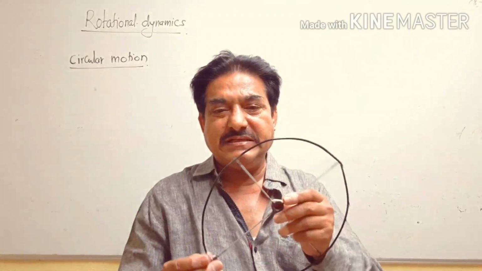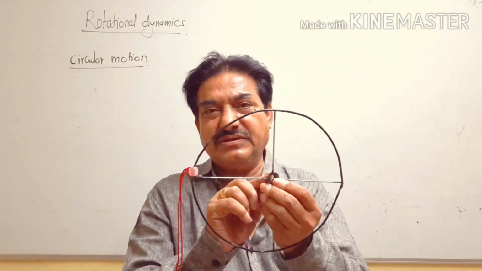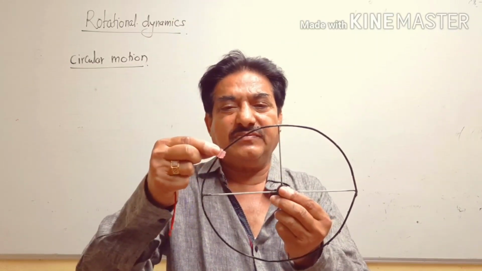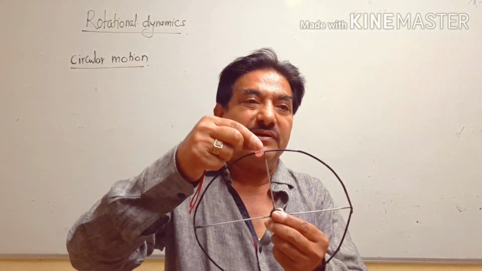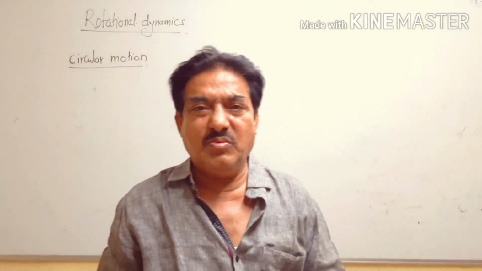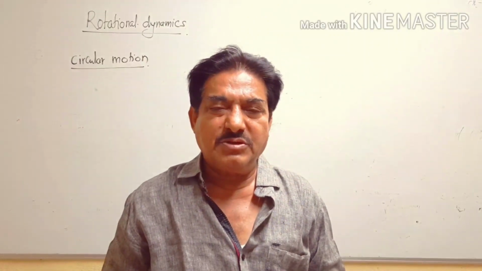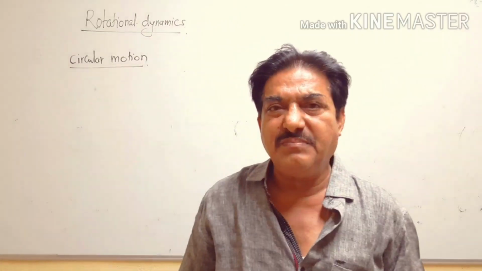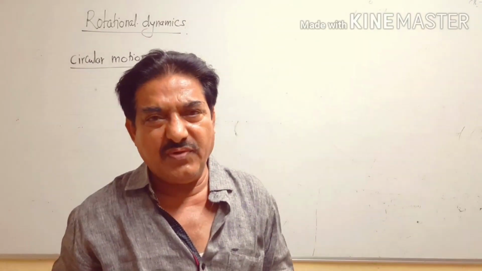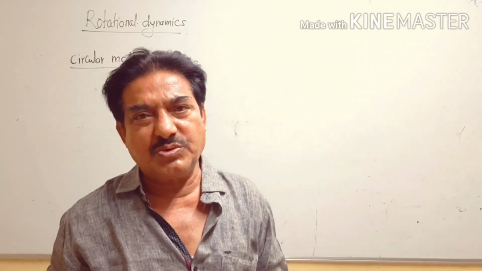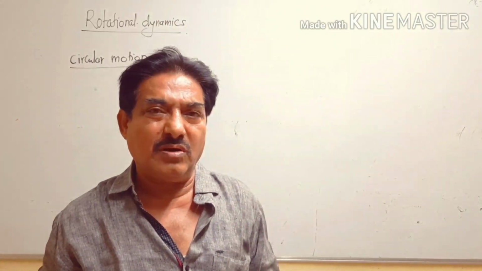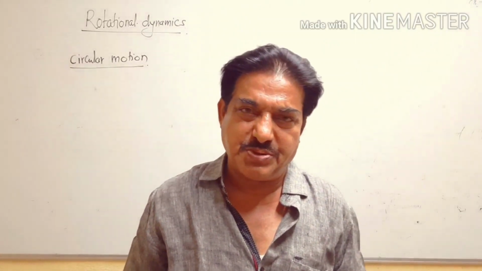See, this is a circle, this is the center of the circle, and this is the particle. As this particle moves along the circumference of the circle, the motion of this particle is known as circular motion. There are so many examples in nature. The first example is the motion of a satellite around the earth. The motion of earth around the sun is circular motion. The motion of the tips of the minutes hand, hours hand and seconds hand in a wall clock are circular motions.